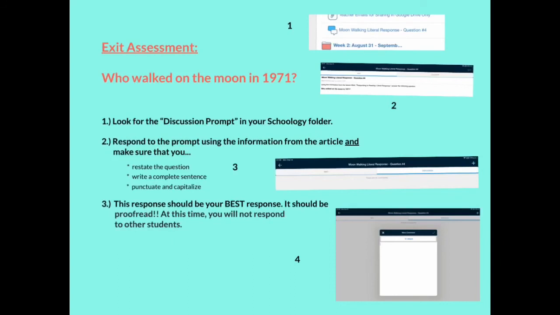Okay, so go ahead, go back into the article, find the answer to that question, respond to it through the discussion, make it your best response, and good luck.